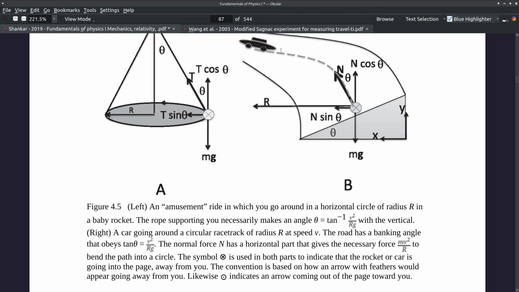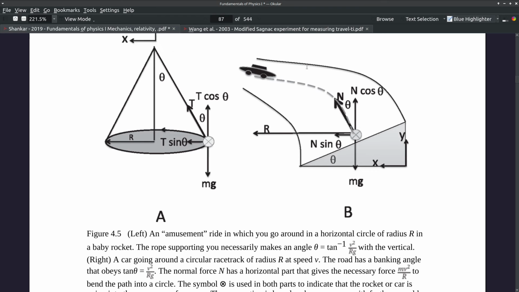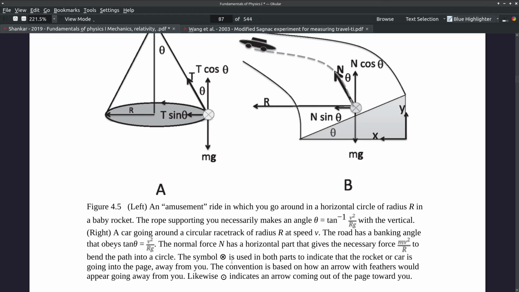The normal force N has a horizontal part that gives the necessary force mv squared over r to bend the path into a circle. The symbol is used in both parts to indicate that the rocket or car is going into the page away from you. The convention is based on how an arrow with feathers would appear going away from you. Likewise, the other symbol indicates an arrow coming out of the page towards you.